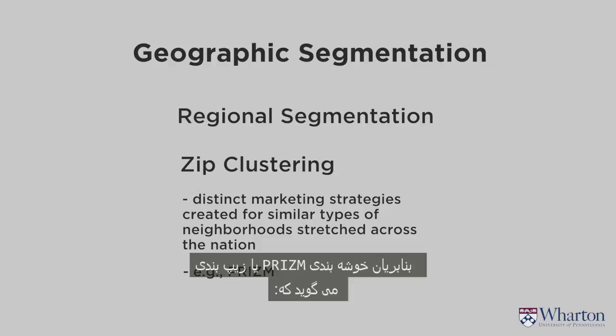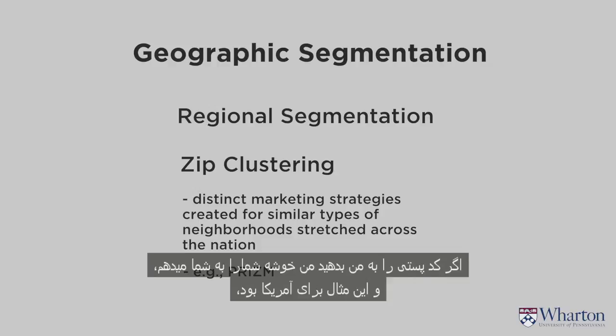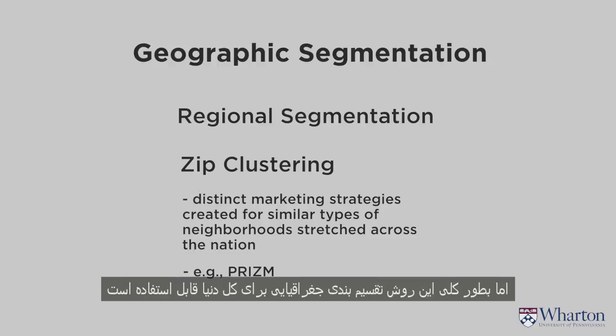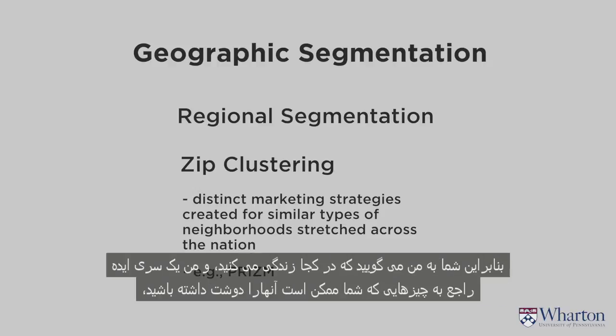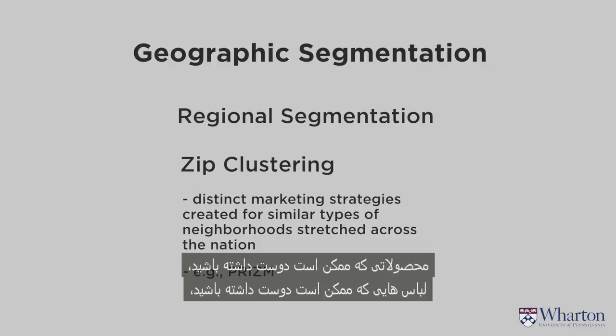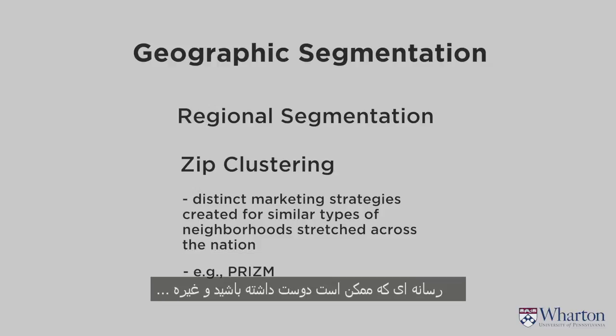So the PRISM clustering, or zip clustering, says, if you tell me your zip code... I'm giving you a United States example, but this notion of geographic segmentation is true around the world. People who are similar tend to live in neighborhoods that are similar. So you tell me where you live, and I have some ideas of the kinds of things you might like, the products you might like, the clothes you might wear, the media you may attend to, etc.